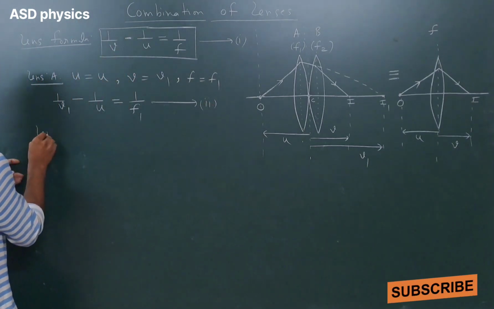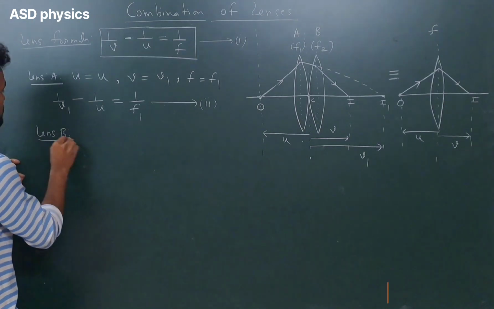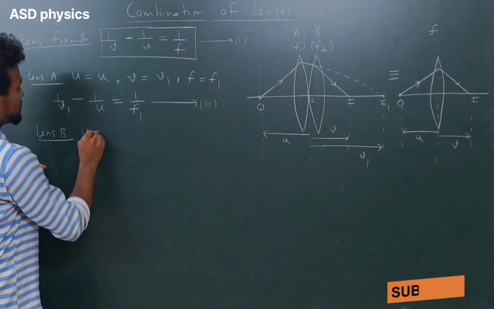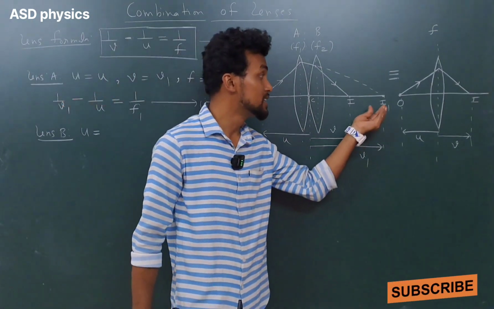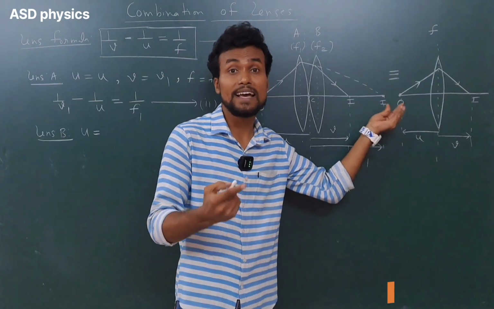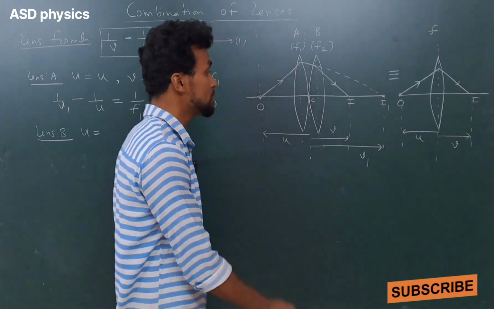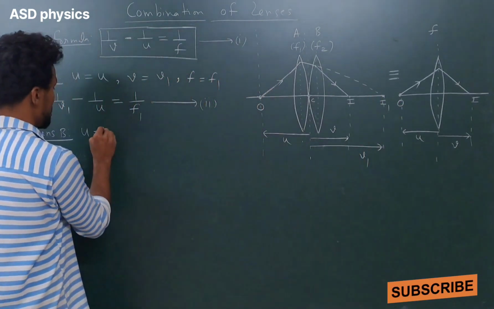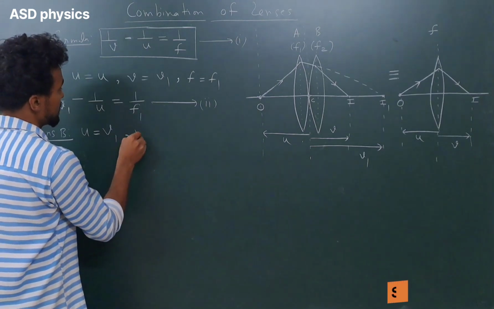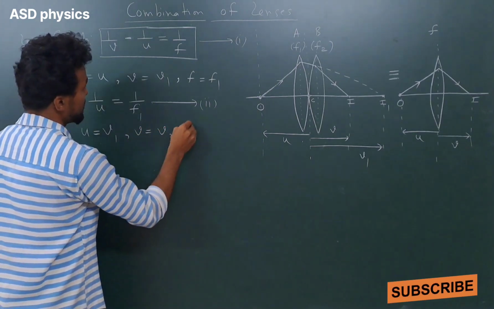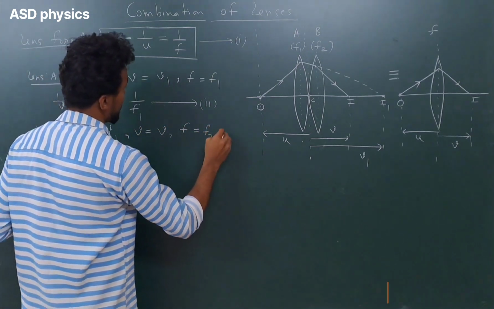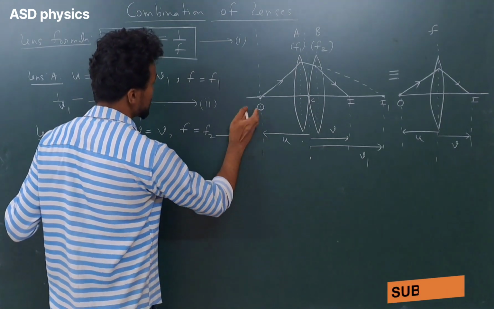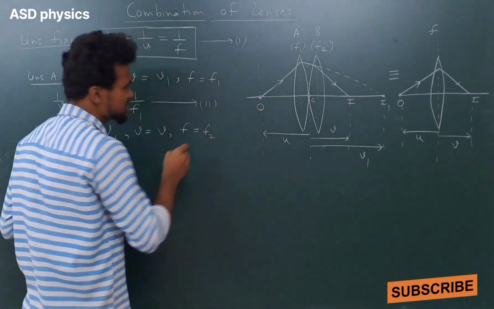Now after that, lens B. For lens B, where is the object? As I told, this intermediate image will work as an object. So this U will be V1, and this V will be V. And the focal length will be F2. This is just normal data, not an equation.